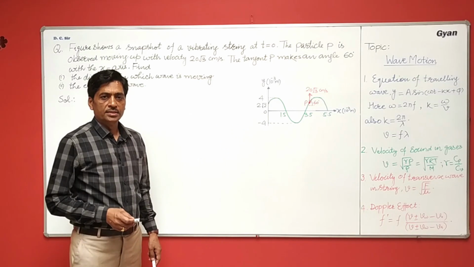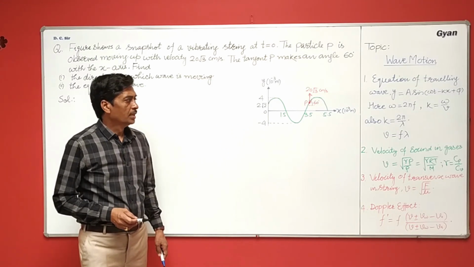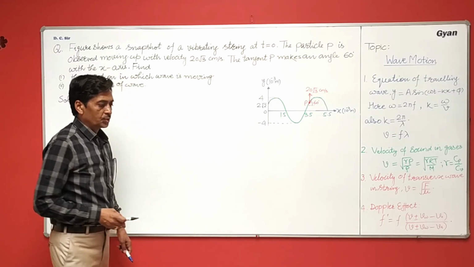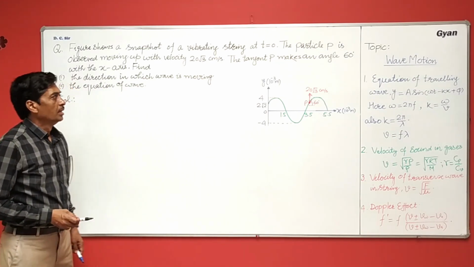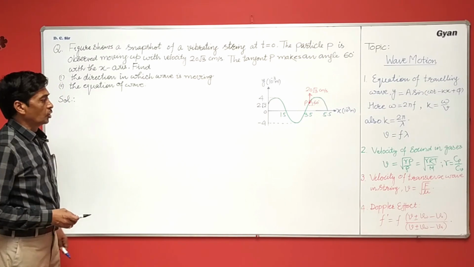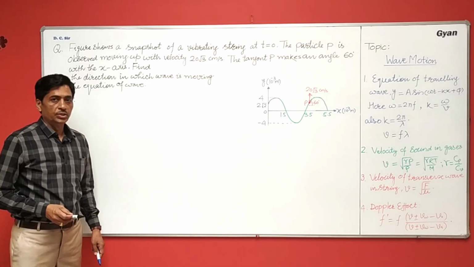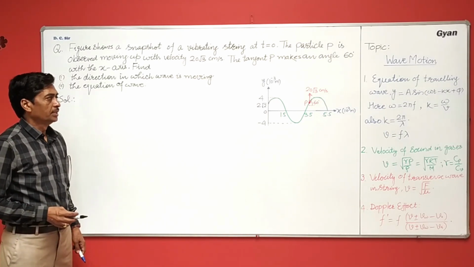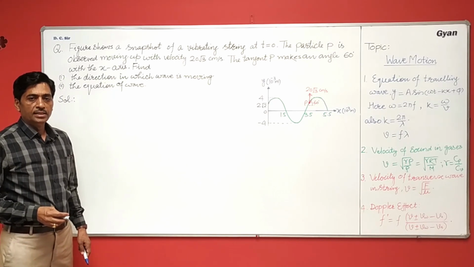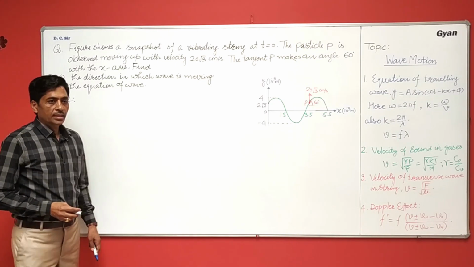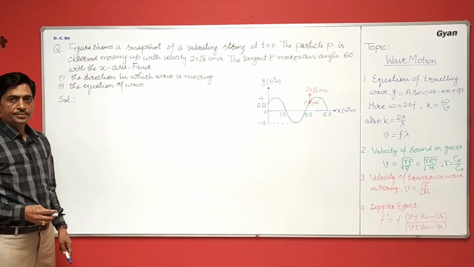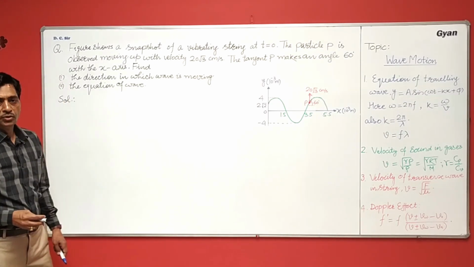Students, I am going to discuss a problem of wave motion. The problem is: the figure shows a snapshot of a vibrating string at t = 0. The particle P is observed moving up with a velocity 20√3 centimeter per second. The tangent at P makes an angle 60 degrees with the x-axis. Find, first, the direction in which the wave is moving, and second, the equation of the wave.